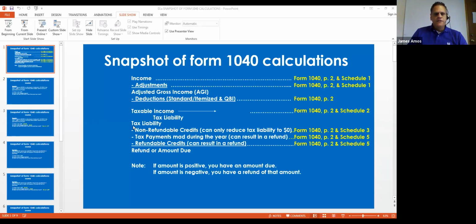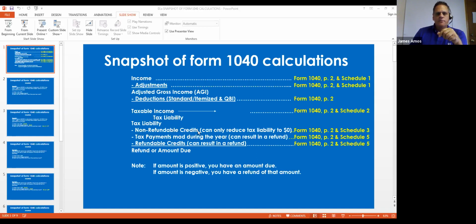Okay? Now, then you start with your tax liability and you subtract out what are called non-refundable credits. A credit is something that either helps you pay a tax or helps you get a refund, okay? So a credit is something the IRS gives you credit for. What are some non-refundable credits? We're going to talk about those later when we get into the credit section.